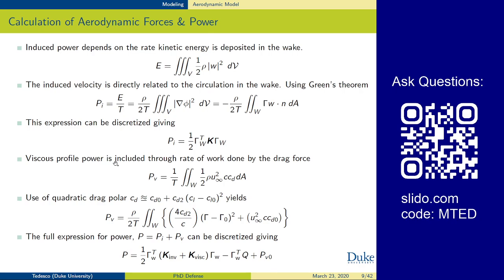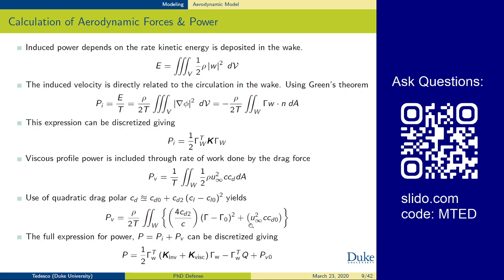We decided to include viscous power by simply looking at the rate of work done by the drag force. To simplify things a little bit, we've just decided to include the drag coefficient here as being a quadratic drag polar fit to data. We actually took the data from a Hall and Hall paper back in the early 2000s, I think 2010. And then from there, we're going to get an integral of this form.